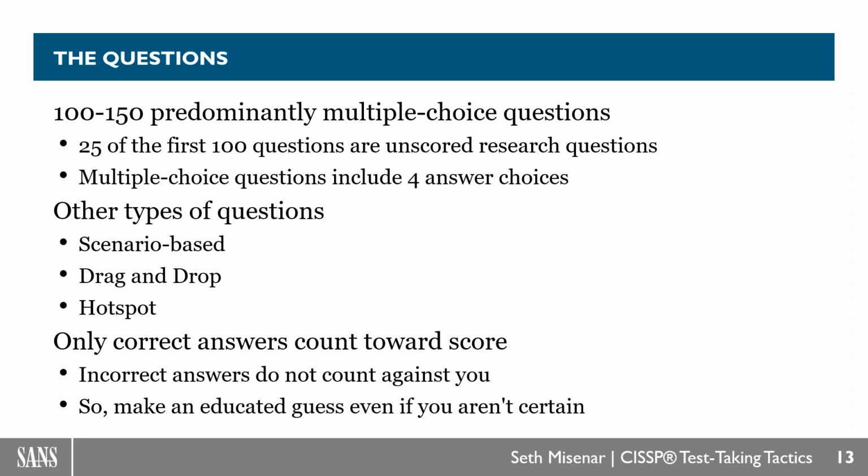So the last chunk of this presentation is going to be on the types of questions you're going to encounter. You get 100 to 150, and 25 of them are unscored. The overwhelming majority are just going to be straight up multiple choice with 4 answer choices. So you've got a multiple choice question, you've got 4 possible answers. A big important part of standard multiple choice is that you are asked to select the best answer.